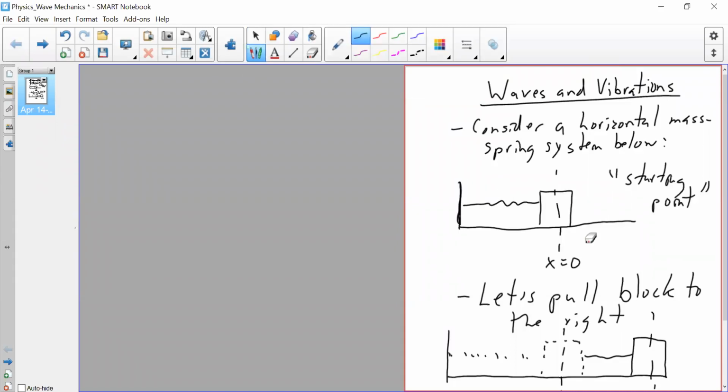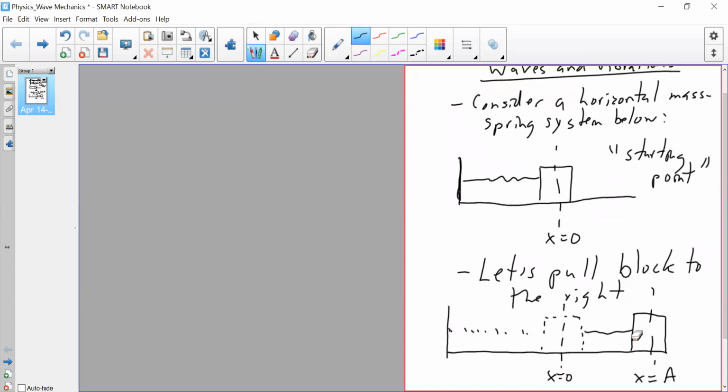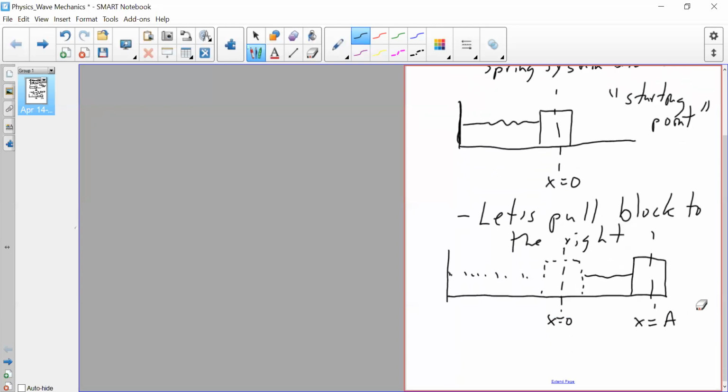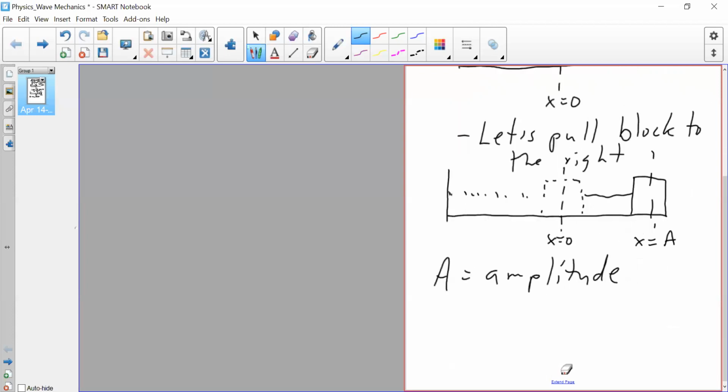And let's say that we pull this block to the right. When we pull this block to the right, we're going to give it a certain distance from 0 that we call the amplitude. It's called the displacement, the amplitude. It just depends on your perspective. But in the basic context of talking about waves, we talk about the distance from 0 as the amplitude. So x equals A for amplitude. That's just the distance from 0, the distance from the starting point.